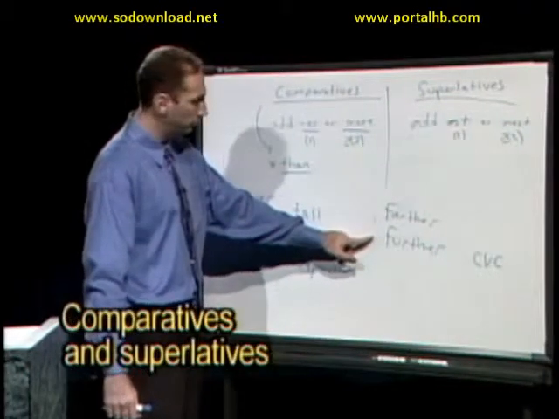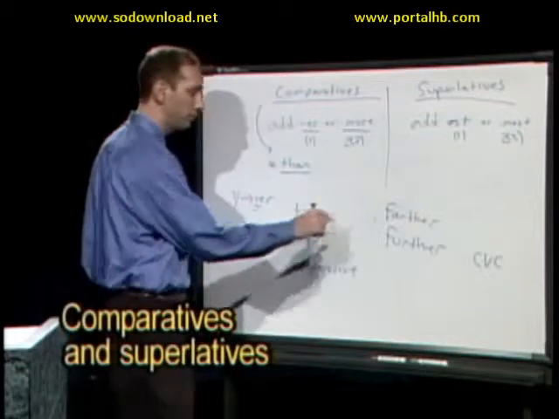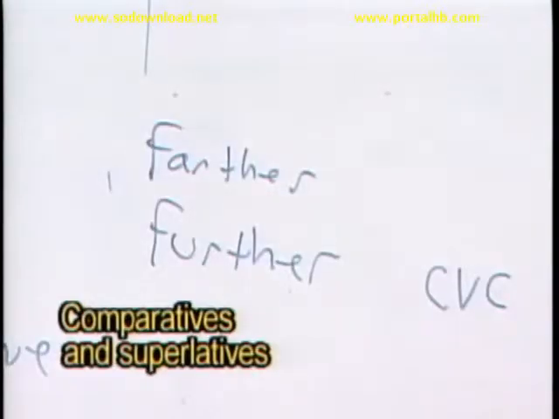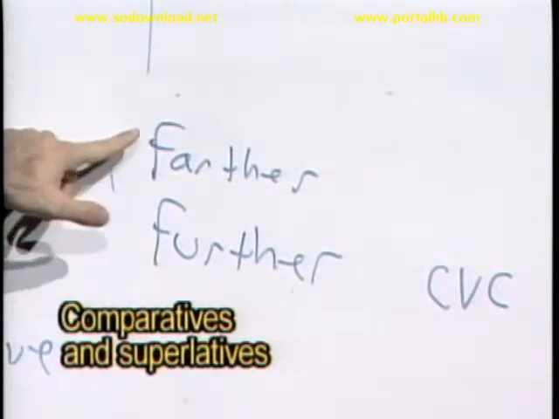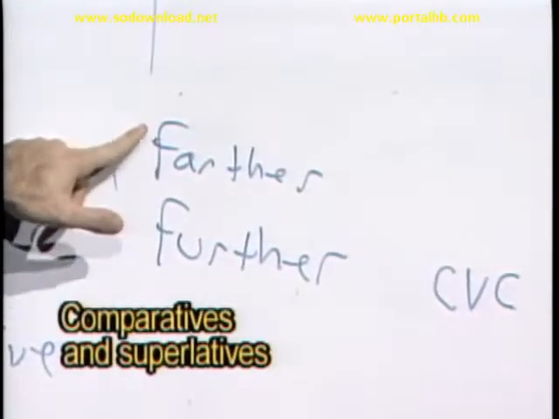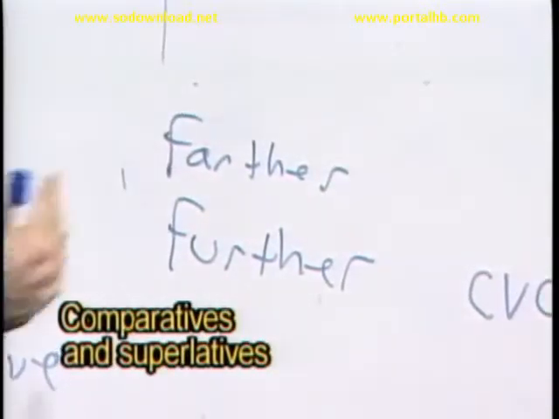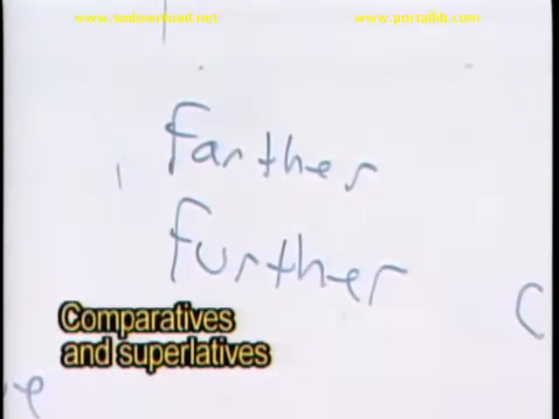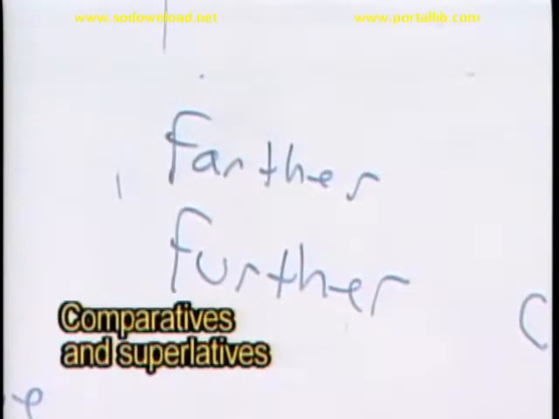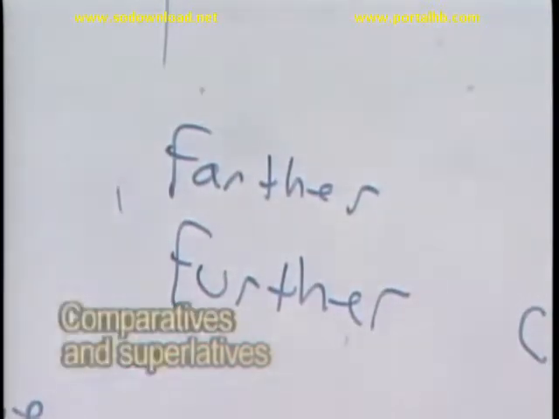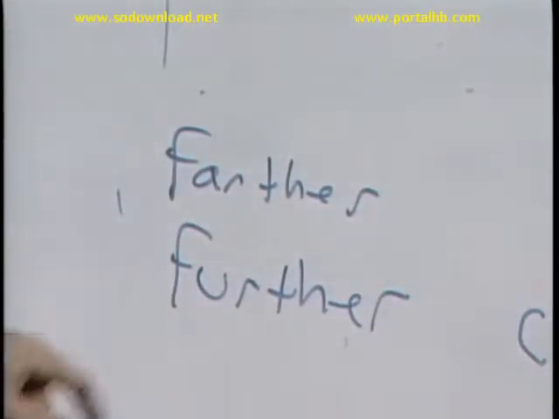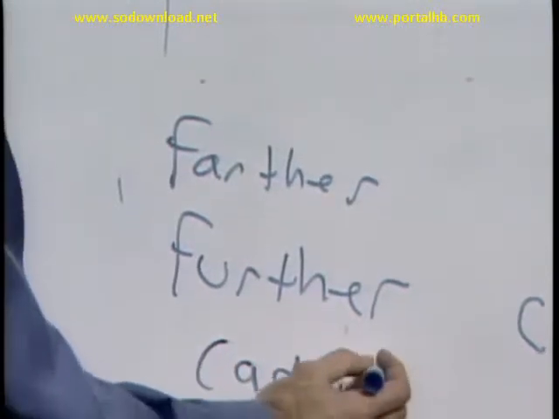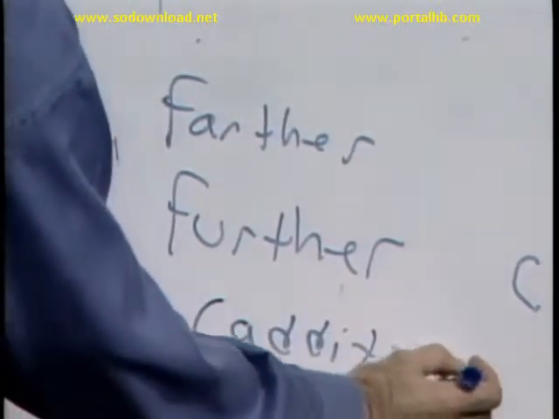Some of the most advanced students often confuse farther and further. They can be interchanged if you're talking about distance. You could say, his house is farther than my house, or further than my house. However, when you say further, you're usually referring to additional. Okay?